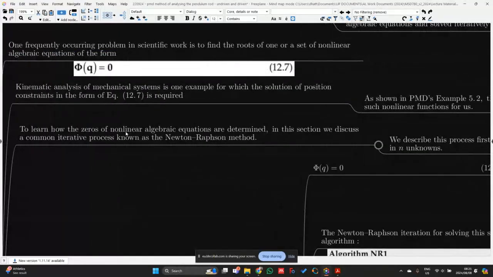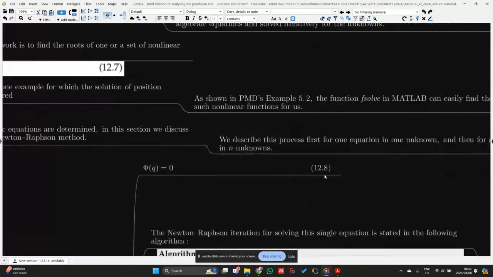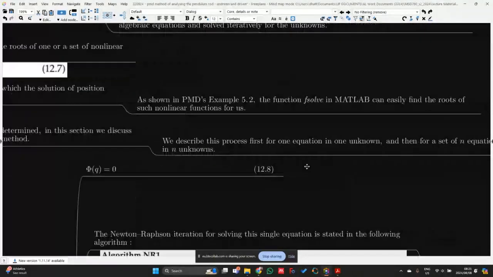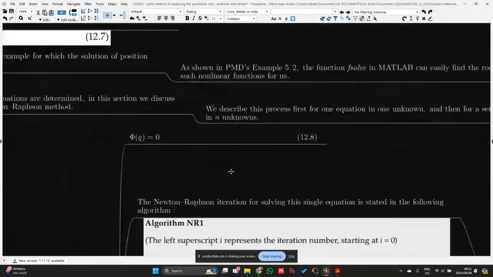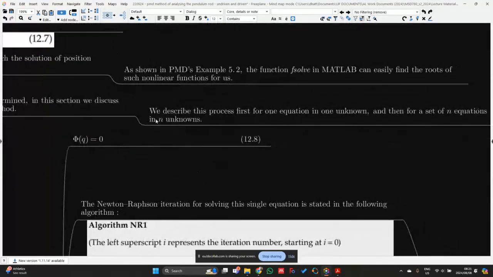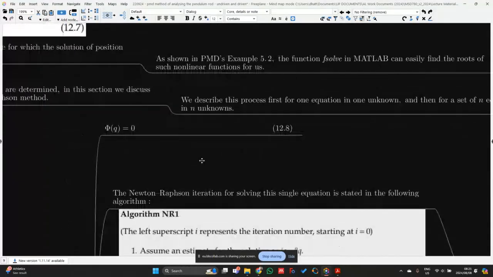And then to learn how the zeros of nonlinear algebraic equations are determined, in this section we can discuss the common iterative process, which is the Newton-Raphson method. We describe this process first for one equation in one unknown, and then we can look at a set of n equations in n unknowns. And the fact that we have n equations and n unknowns also tells us that we expect a unique solution for our system.